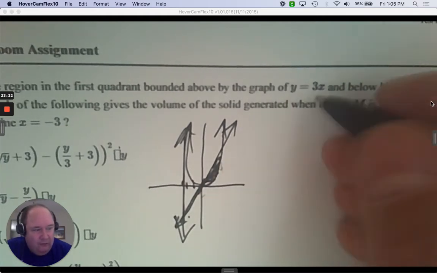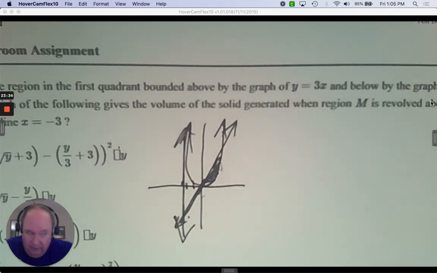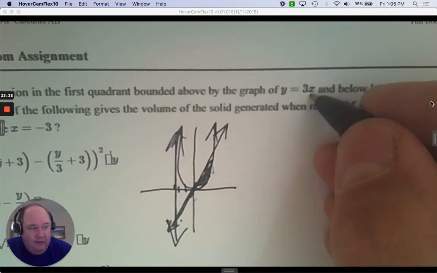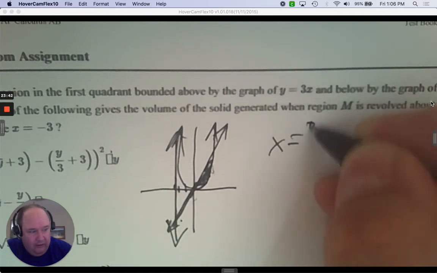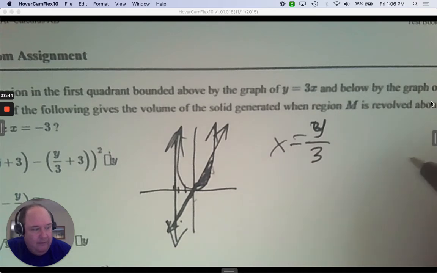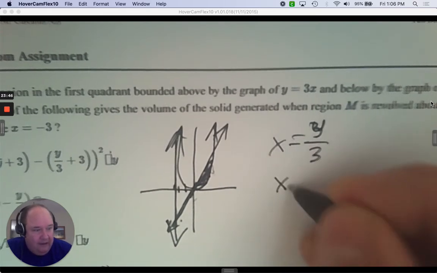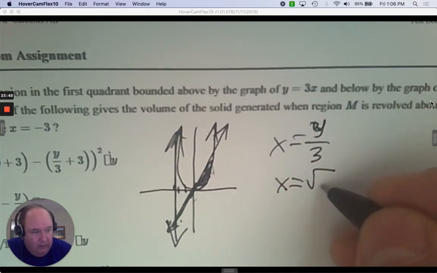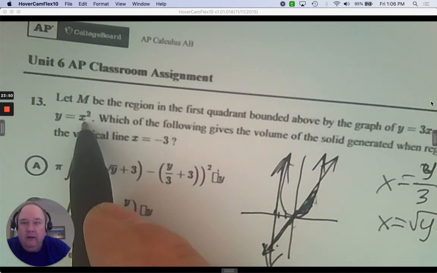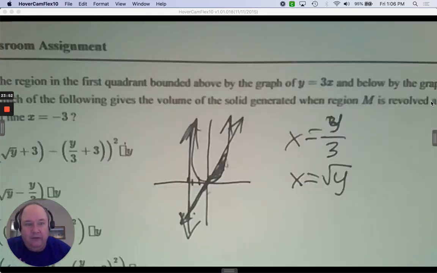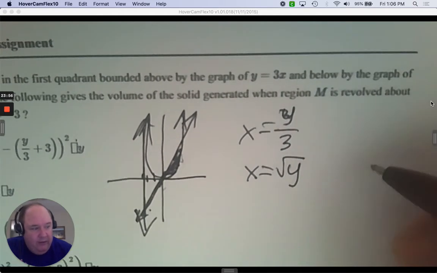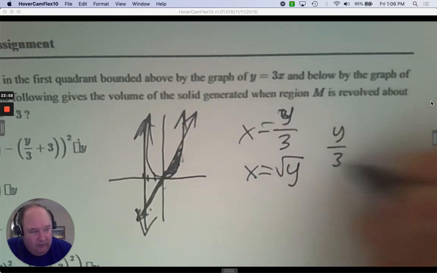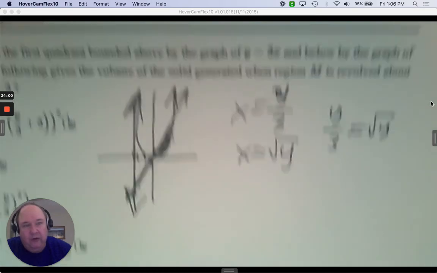So I need to, first of all, you can make them equal to each other, but it has to be the y's. So I need to write down, divide by 3, that x equals y divided by 3. And the second one, x equals the square root of y. So take the square root of both sides so that both of these are in terms of y. Then you need to make them equal to each other, and you have to solve that.